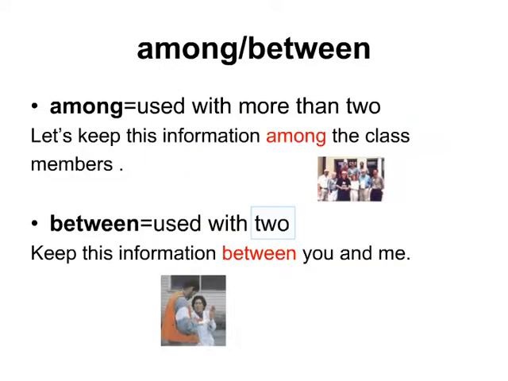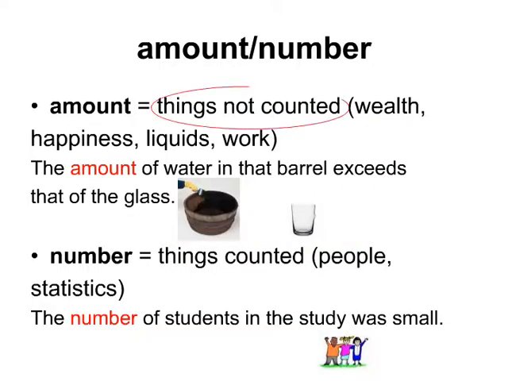Look at the highlighted areas that tell you how to use among and between. The words amount and number are often misused. The examples given show how to use them correctly.